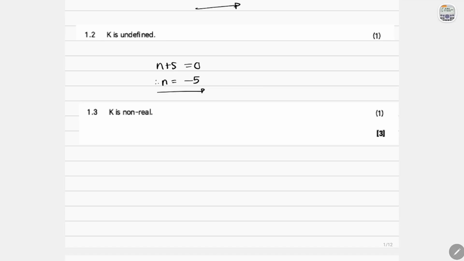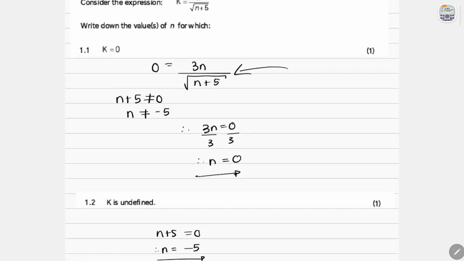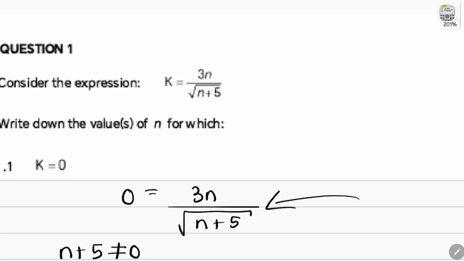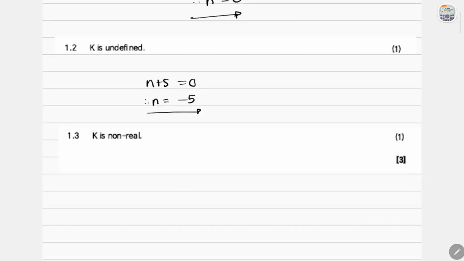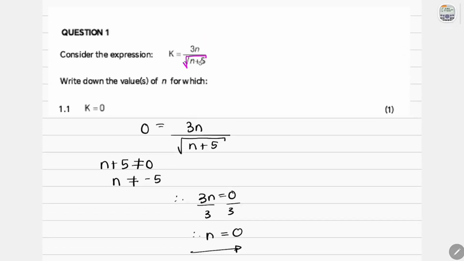And then question 1.3, we need to solve for n, for which k is a non-real number. So what should n be for k to be non-real? The way that we get a non-real number, because we have a square root here, is if you square root a negative number. So we get a non-real number if that under the denominator, under the radical really, is negative, because we have a square root there.